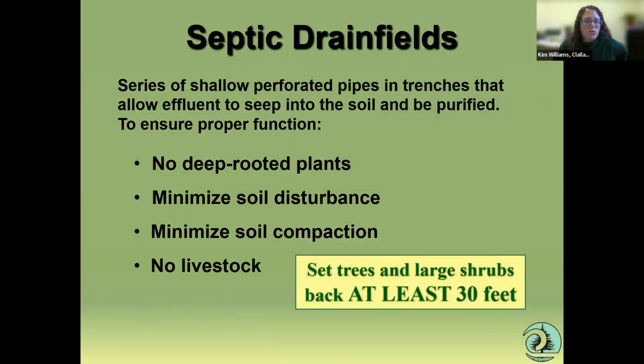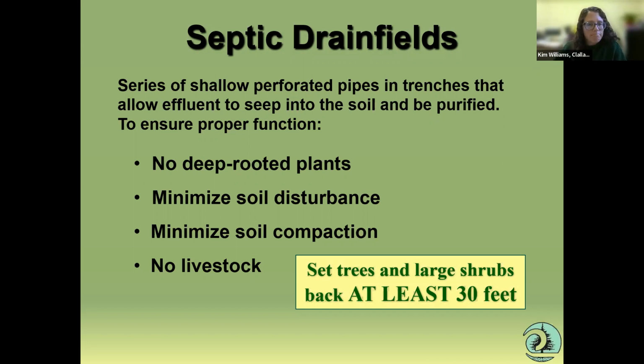And septics and drain fields. For the septics and drain fields, you can plant on top of them. We recommend no deep rooted plants, minimize soil disturbance, minimize soil compaction. Drain fields need air to function properly, so you don't want to compact the soil. You don't want to run your livestock or horses over them. And a lot of people, I know several people in Sequim, plant lavender. It's a nice shallow rooted plant. They plant lavender over them.